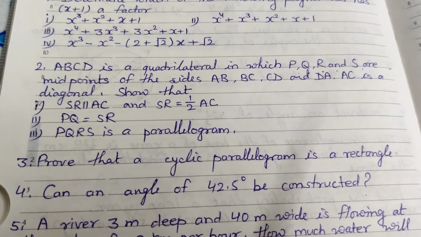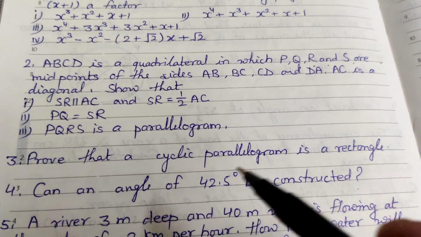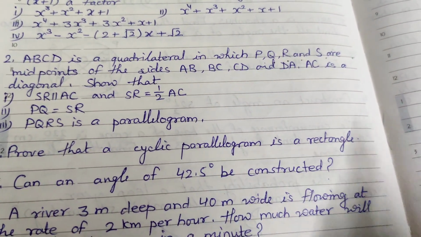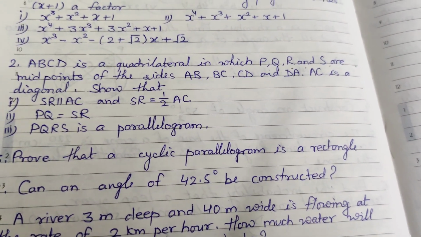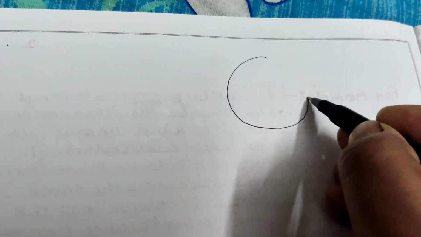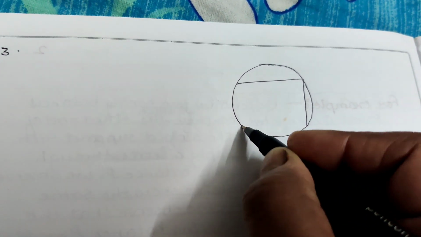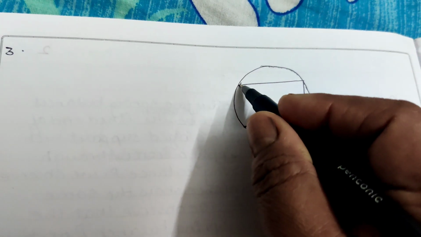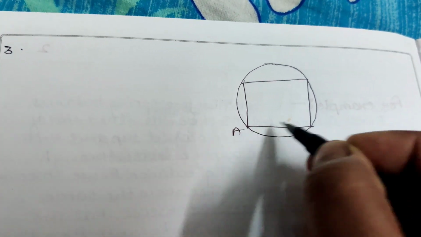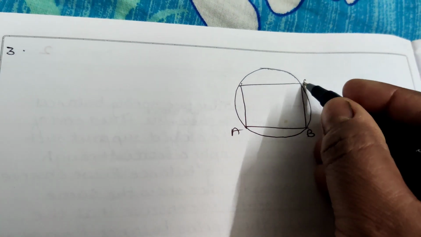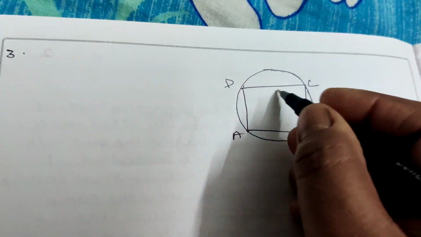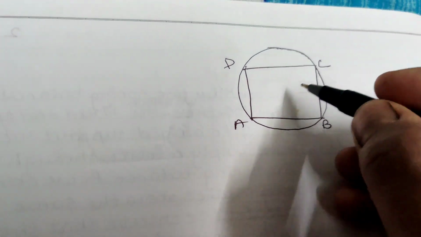The question number 3 from the chapter circle. Prove that a cyclic parallelogram is a rectangle. Cyclic parallelogram means a parallelogram in a circle. Suppose this is a parallelogram ABCD, whose opposite sides are equal and parallel.